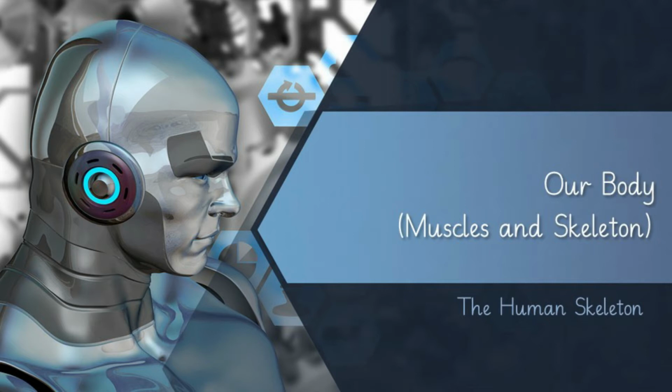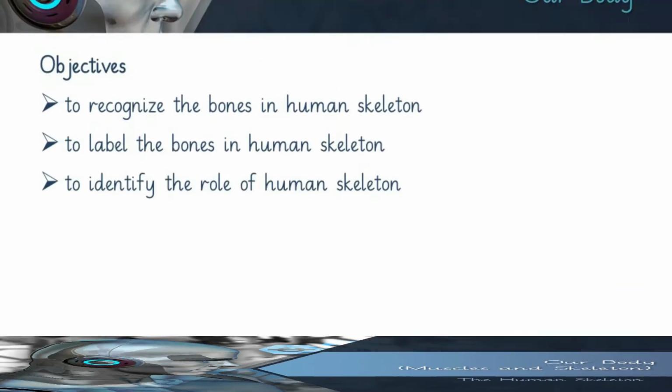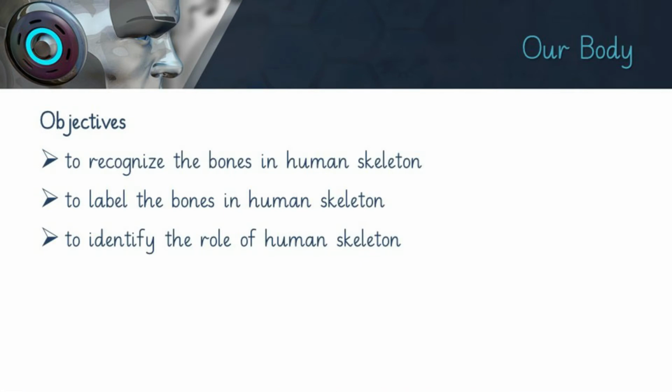The first chapter of our science textbook is Our Body, Muscles and Skeleton. And the topic for today's lesson is the human skeleton. Objectives for today's lesson are to recognize the bones in the human skeleton, to label the bones in the human skeleton, to identify the role of the human skeleton.